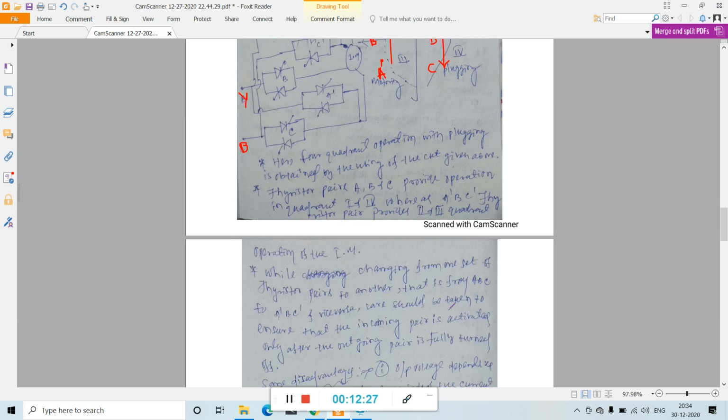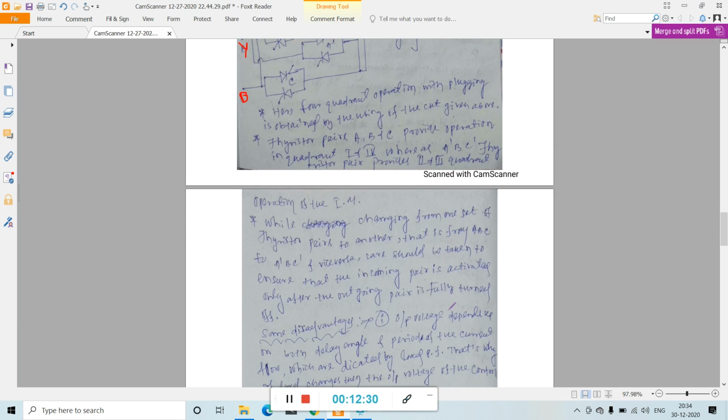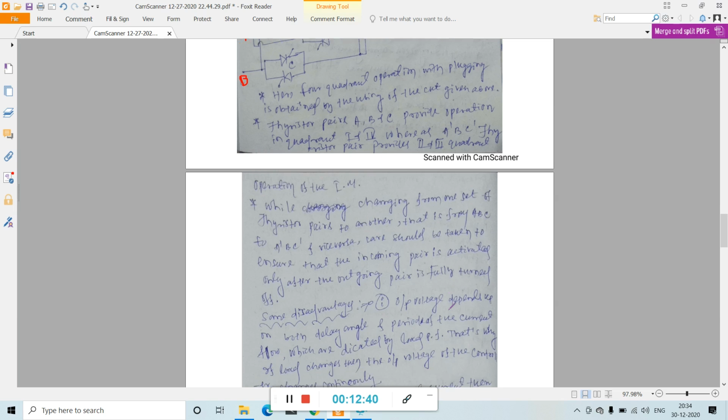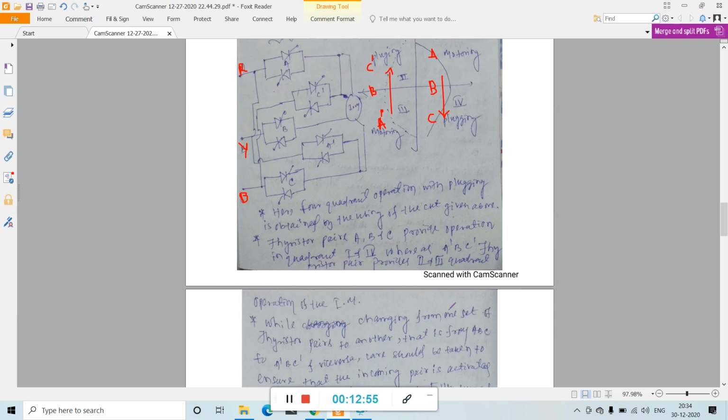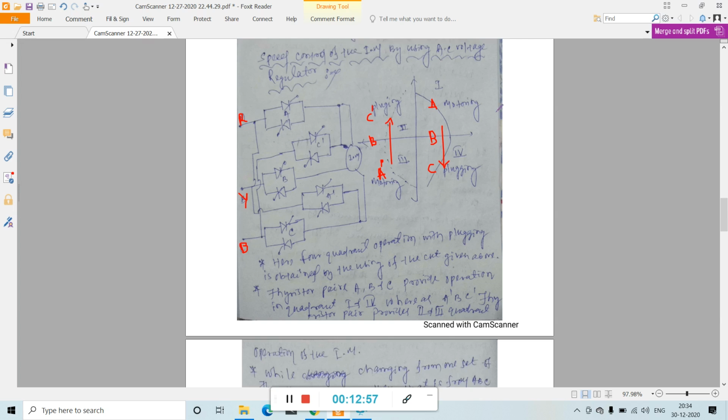So while changing from one set of thyristor pair to another, that is from ABC to A dash B C dash and vice versa, care should be taken to ensure that the incoming pair is activated only after the outgoing pair is fully turned off. Okay, so see how it operates.